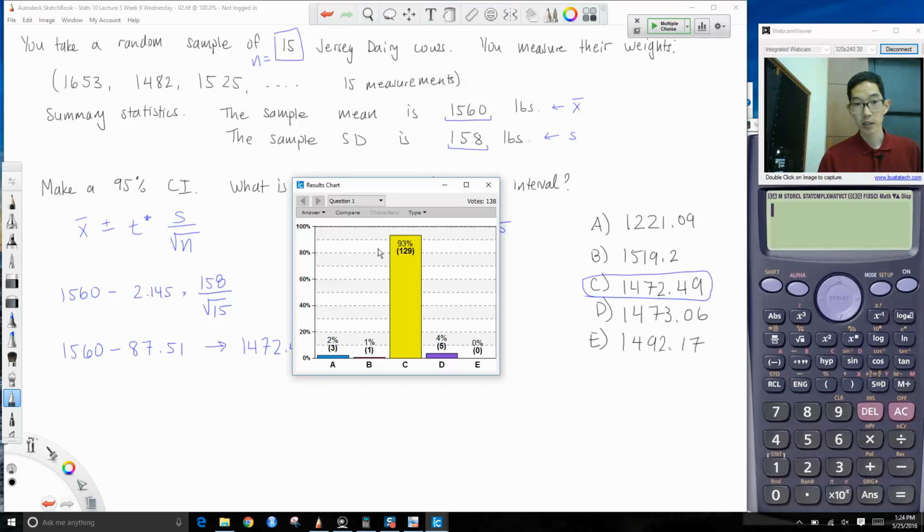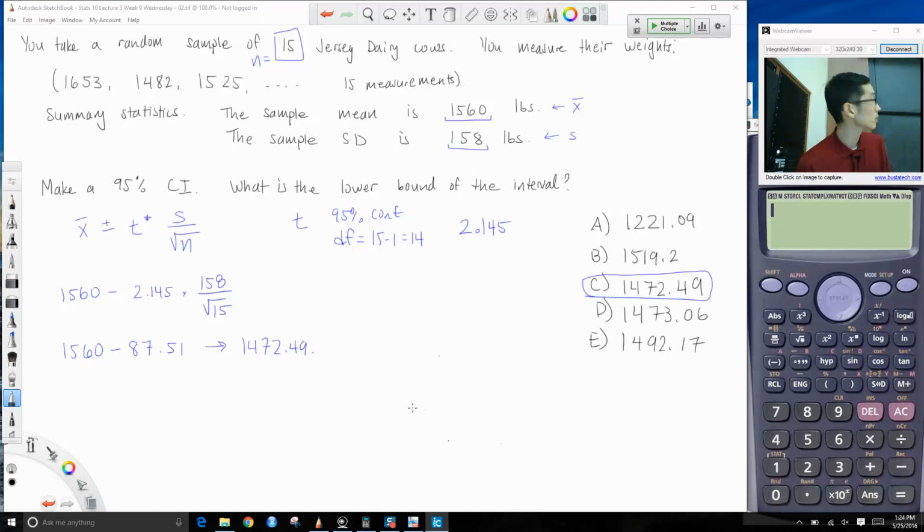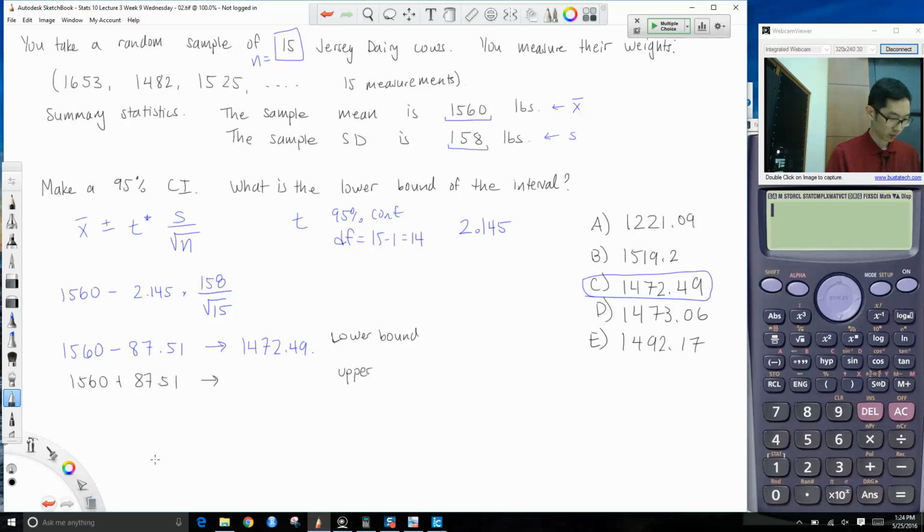So it looks like most of you guys got that. Okay, so this would be my lower bound. The upper bound would be 1560 plus 87.51. So that gives me 1647.51. Okay, so this is my lower and upper bounds.